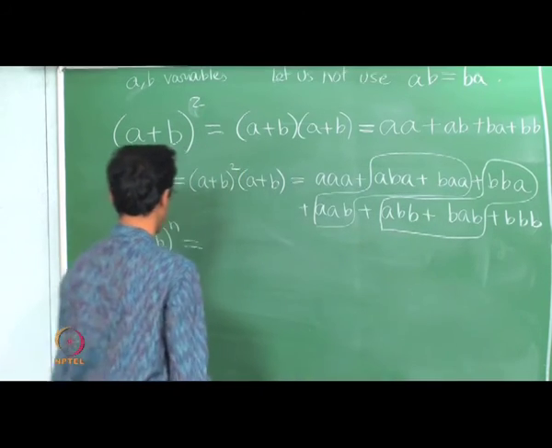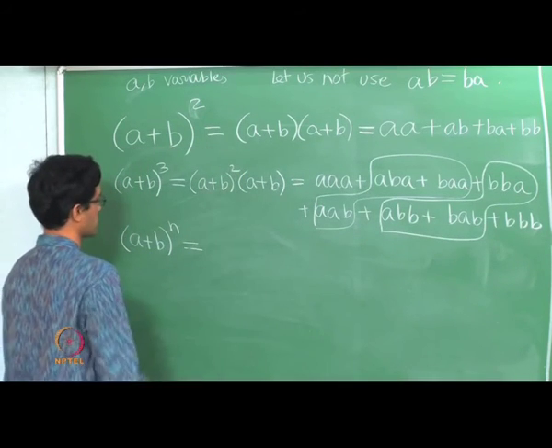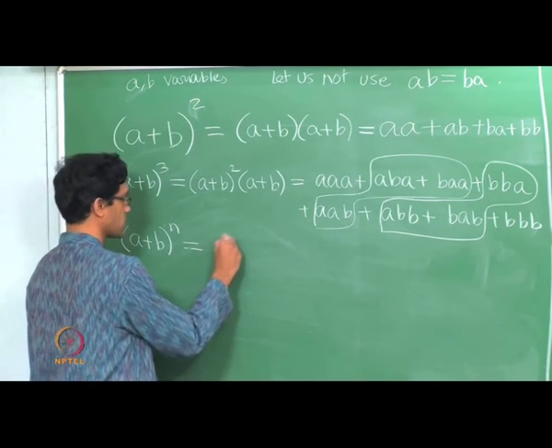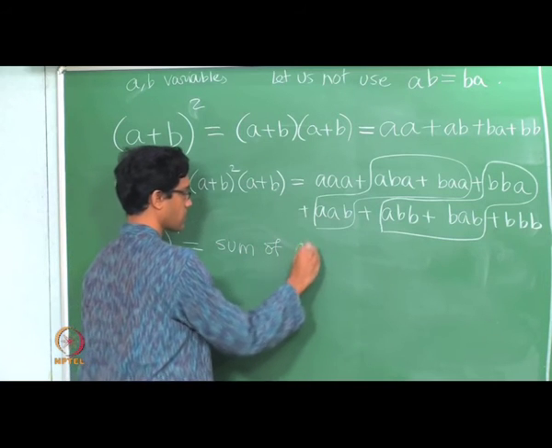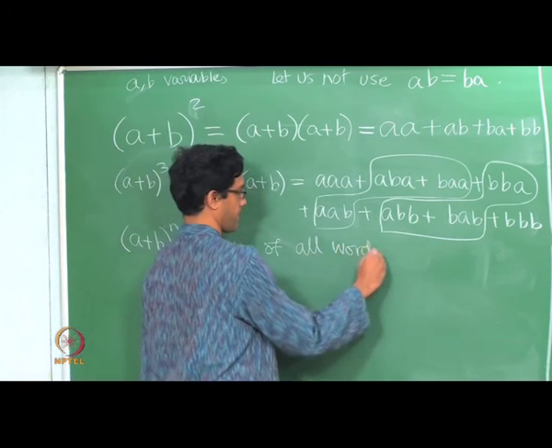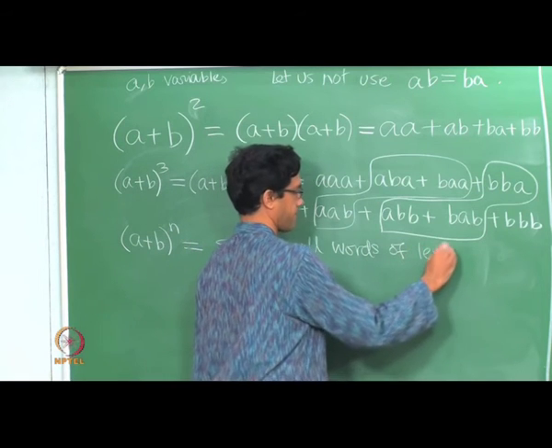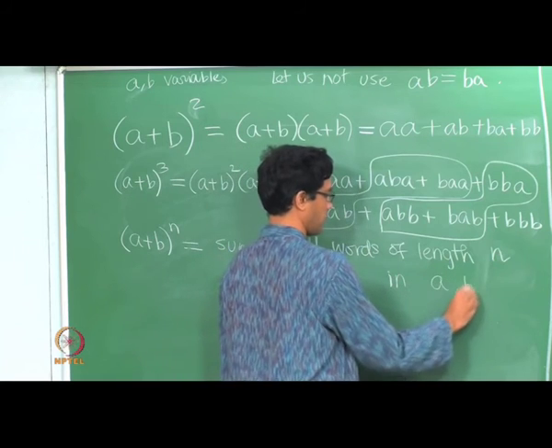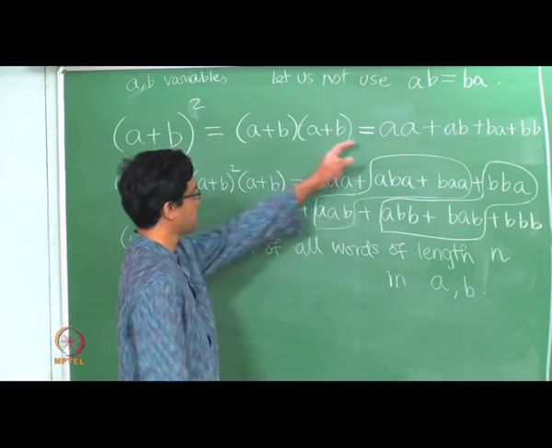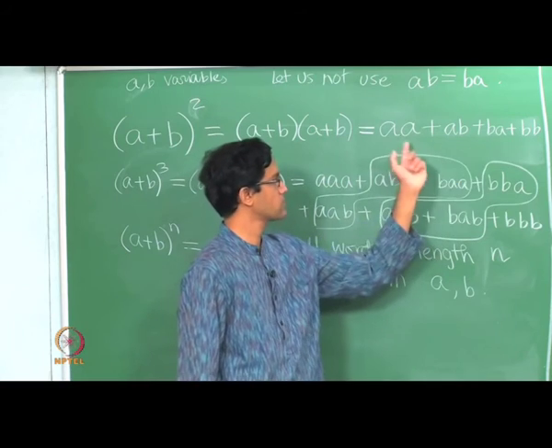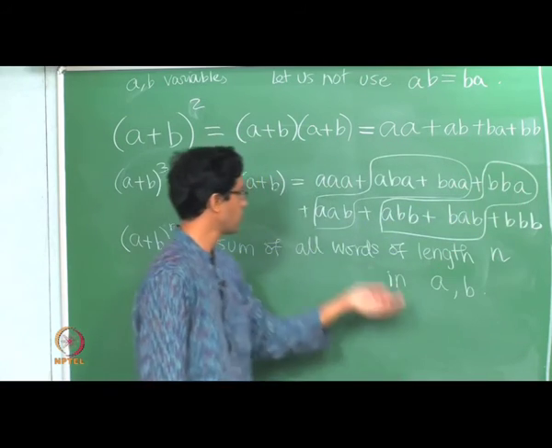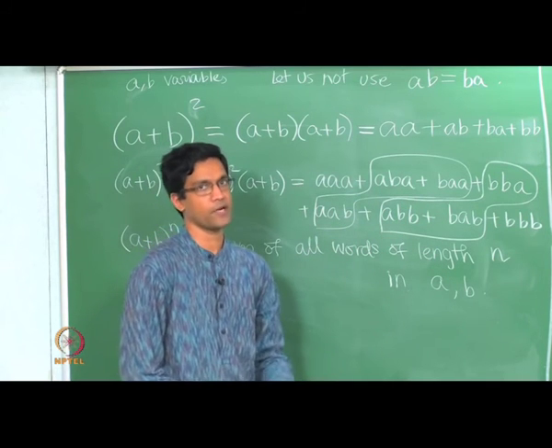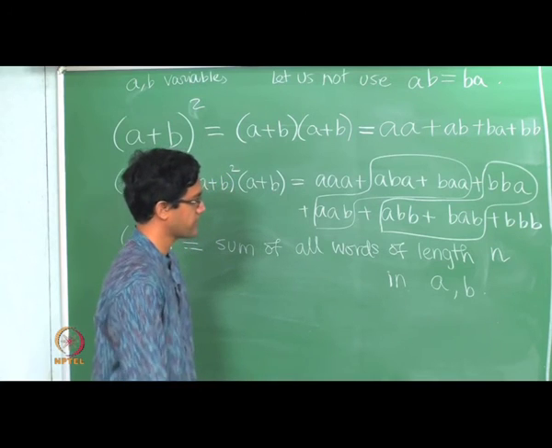So the next step is of course length 4, but it's clear by doing this repeatedly that (a+b) whole power n is going to give you the following. This is just the sum of all words of length n in A and B, right. So observe, (a+b) squared has four terms which are all possible words of length 2. Here there are 8 terms which are all possible words of length 3, and so on. In general you will have 2 power n terms consisting of all possible words of length n in A and B.